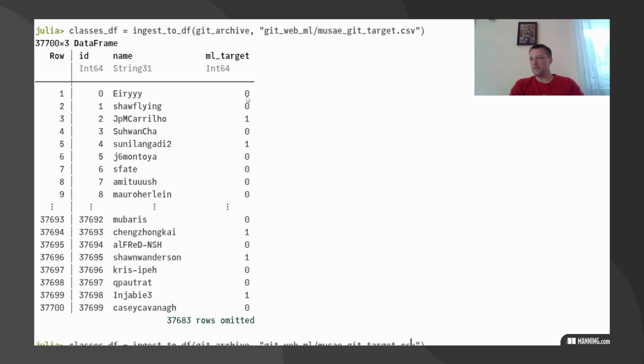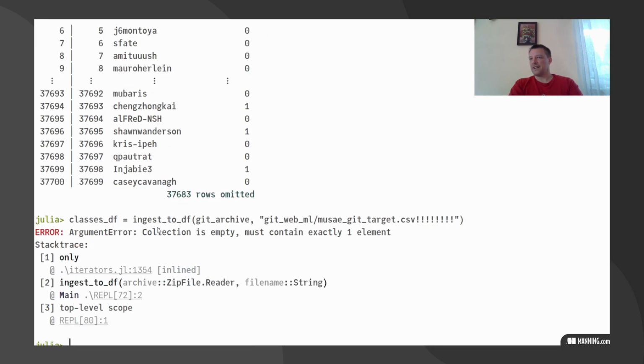Maybe before we move forward, let us see what would happen if I passed a wrong file name. For example, I add several blanks here. And if I now try to read in the data, I exactly get the error we have expected. The only function tells me that this file was not found, and I get an error from our ingest2df function.